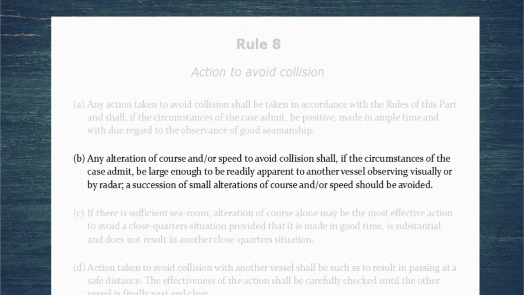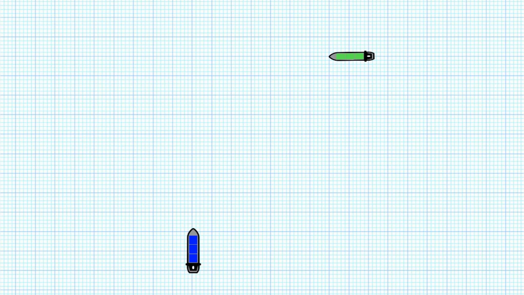The second paragraph. Any alteration of course and or speed to avoid collision shall, if the circumstances of the case admit, be large enough to be readily apparent to another vessel observing visually or by radar. A succession of small alterations of course and or speed should be avoided. So for example, in this crossing situation, obviously the blue vessel is going to have to keep out of the way of the green vessel.